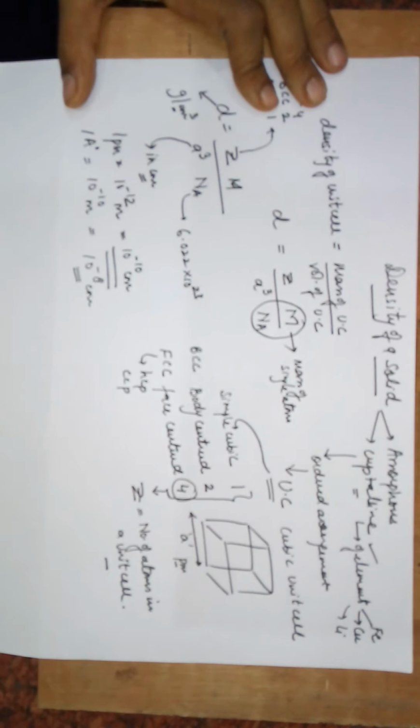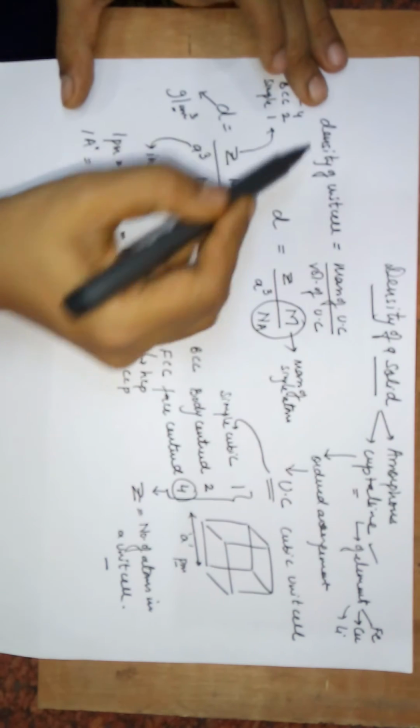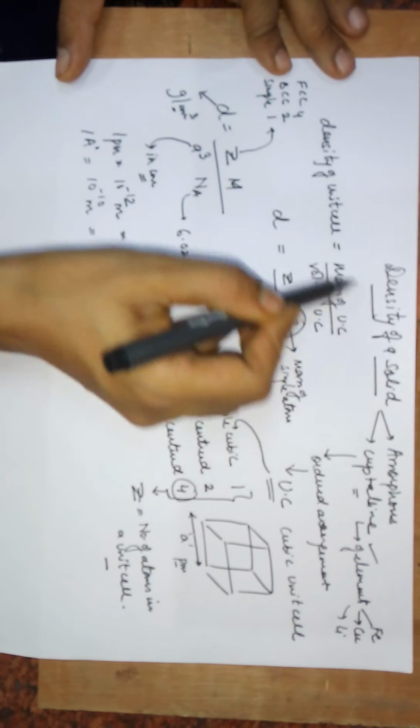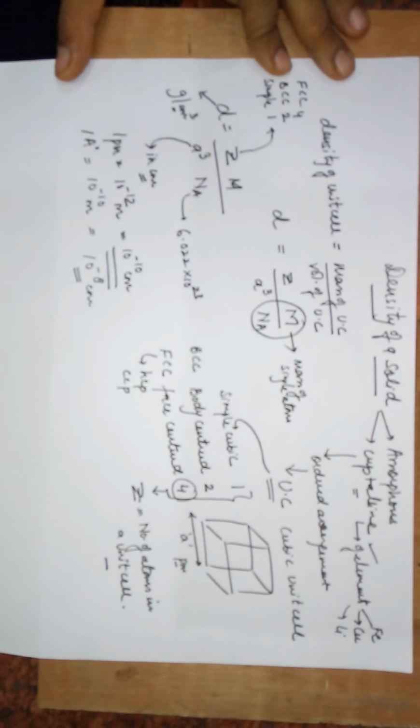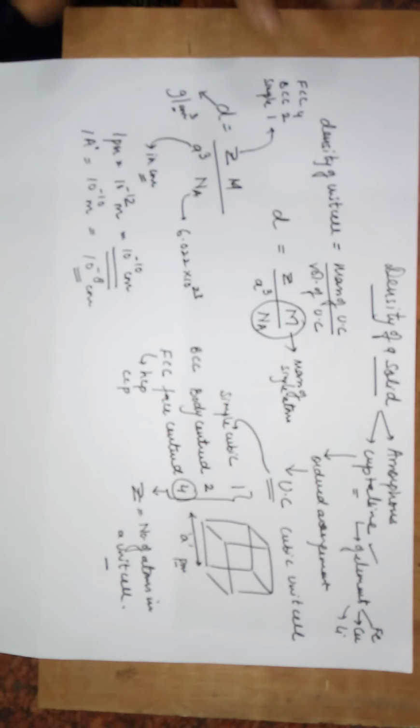This is the requirement. So the concept of density of a unit cell is related to the density of the solid. Since it's a crystalline solid, the density of a unit cell will be reflected in the density of the solid itself. To take the concept a little further, I'll be taking an example and a numerical to make the concept a little clearer.